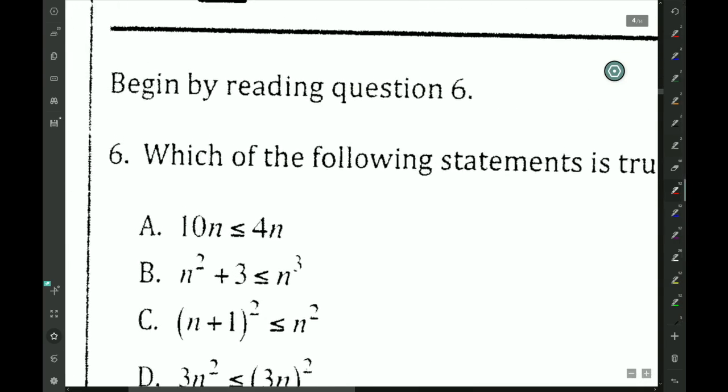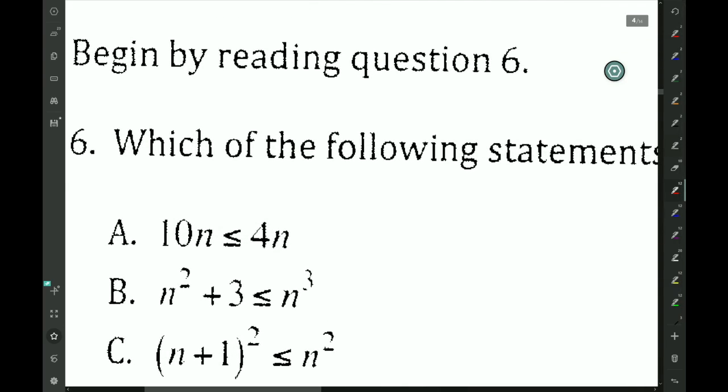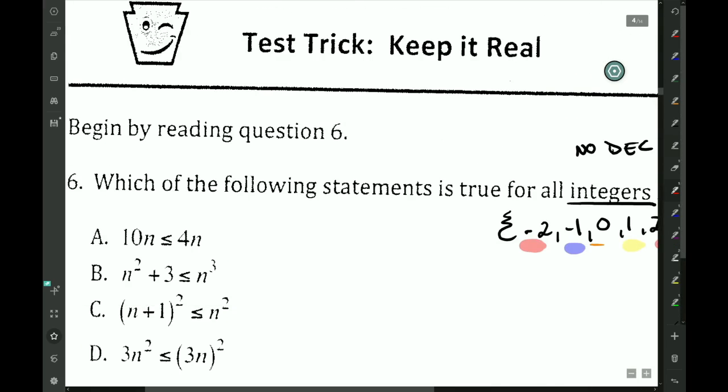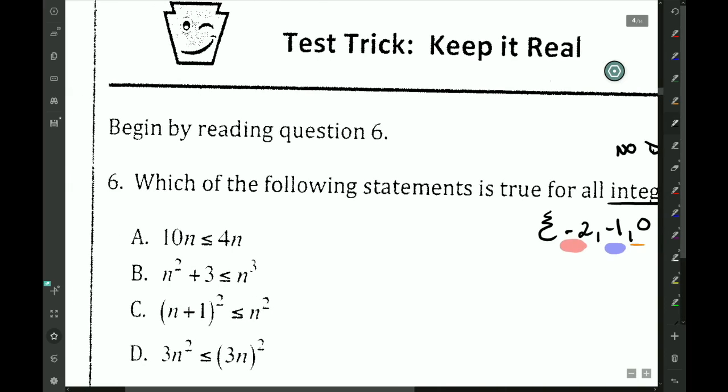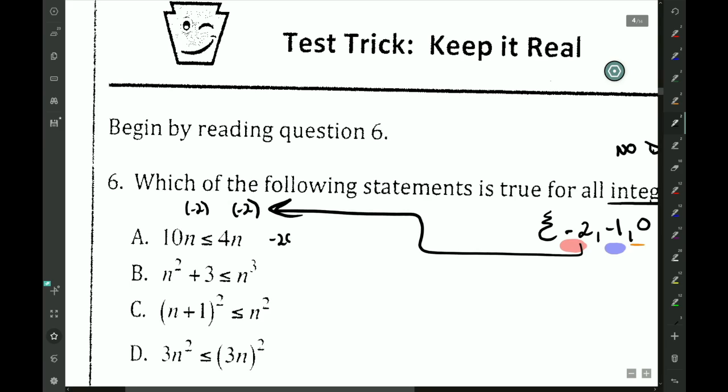So, it wants to know 10n less than 4n. I know it says all the integers, but this gives us a nice range. So you're going to substitute n, you're going to let it be -2. So we're going to try the first one. 10 times -2 is -20. Is that less than or equal to 4 times -2, which is -8? Okay, that's true.